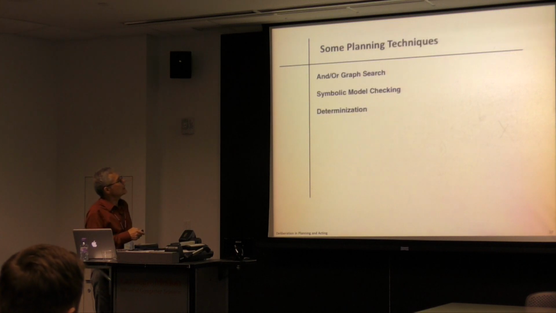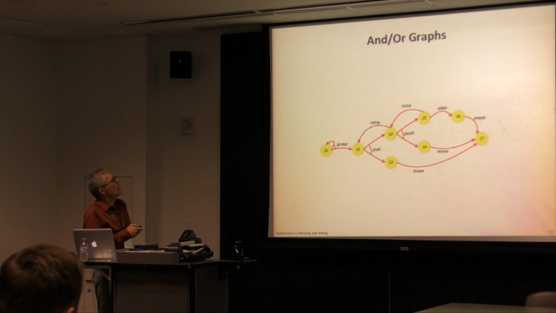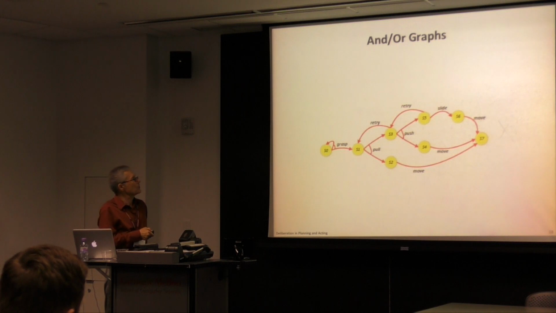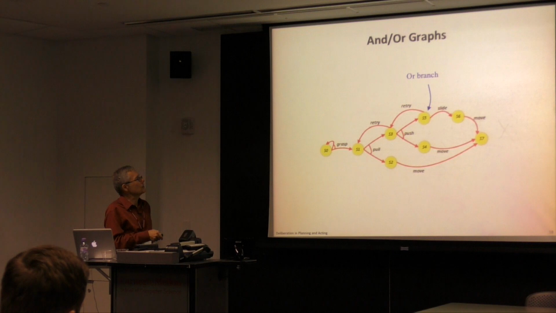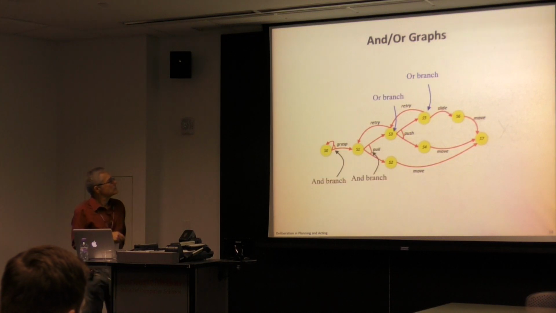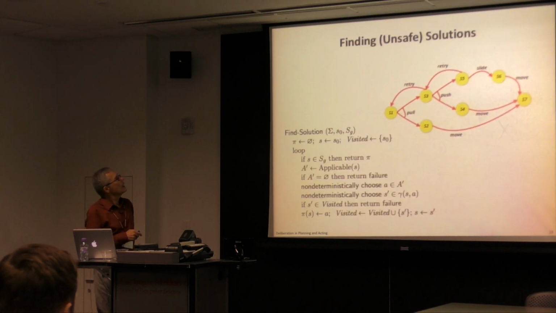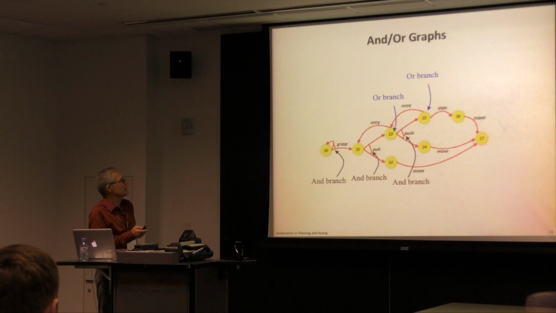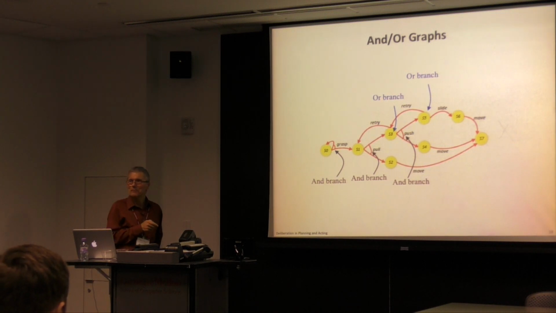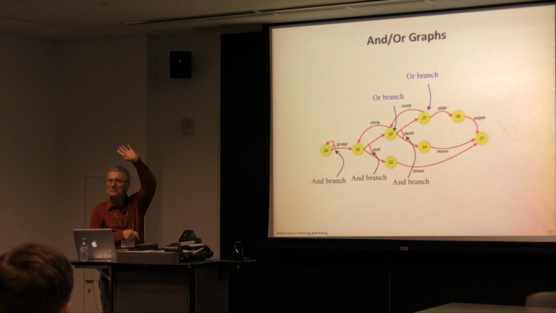Okay, some planning techniques. First of all, this is an and/or graph. These are the and branches. We need to be able to solve the problem regardless of which of these things happens. This is an or branch where we have a choice between two things. Sorry, that went too fast. Well, you already know this stuff anyway, I assume. Anybody not know and/or graphs?